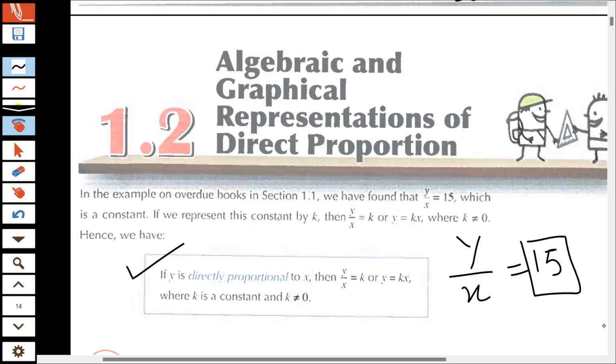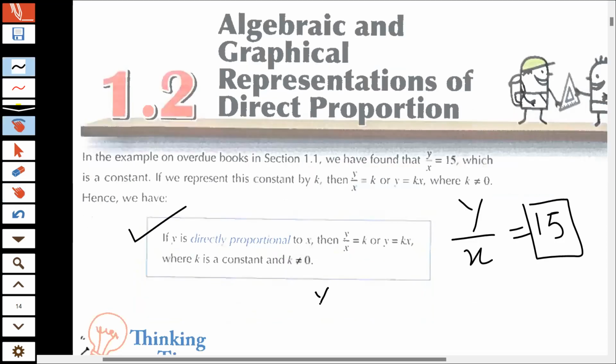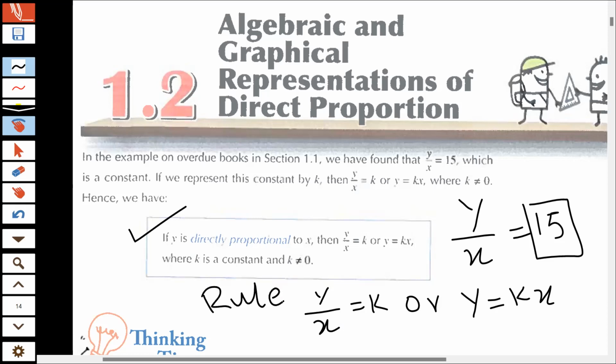हम ये कह सकते हैं, instead of 15 we can say y upon x equals to k, or y equals to kx. Y equals to kx, where k cannot be equal to 0. k is a constant and k cannot be equal to 0. तो ये rule है. This is a rule. If direct proportion occurs, then we will say y equals to kx.